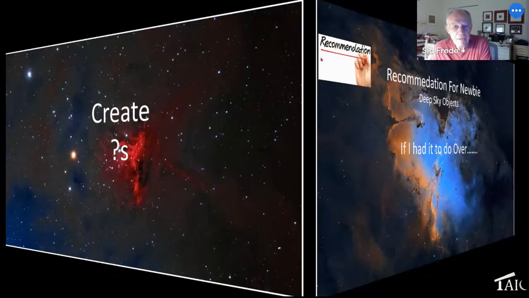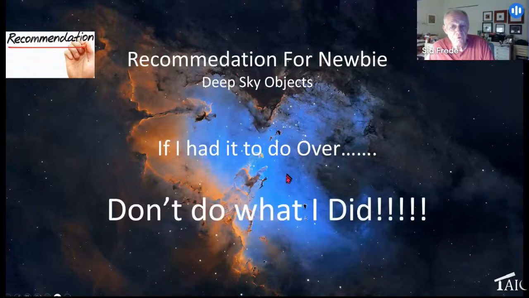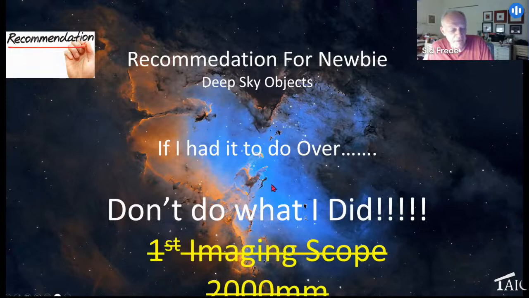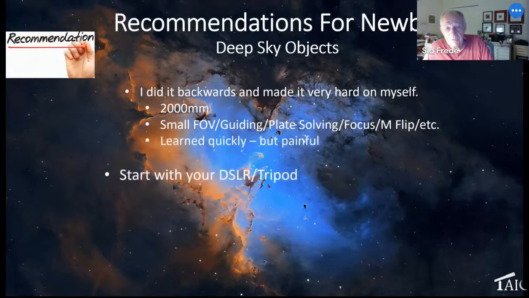Now, recommendations for a newbie. This is primarily focusing on deep sky objects because that's my primary interest. So, if I had it to do over again, what would I do? Don't do what I did. I started out with a 2000 millimeter scope and tried to go from there. I basically did it backwards. A small field of view, guiding was a problem, plate solving is a problem, focusing is a problem, meridian flip has to be very precise. I learned quickly, but the whole process was painful.